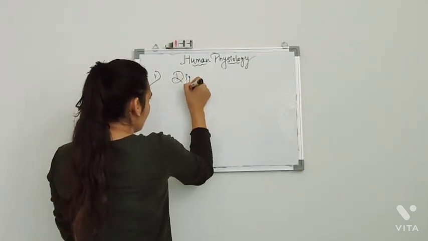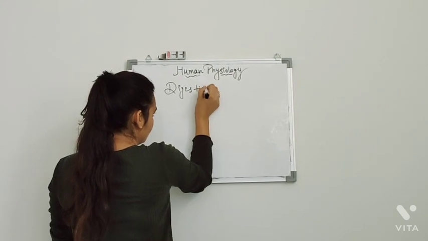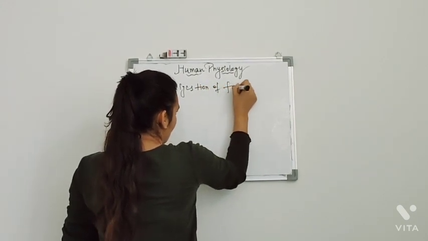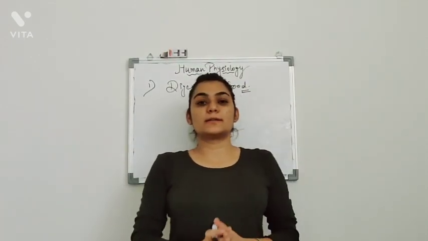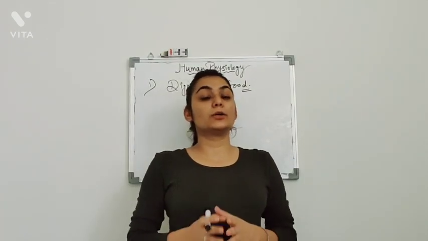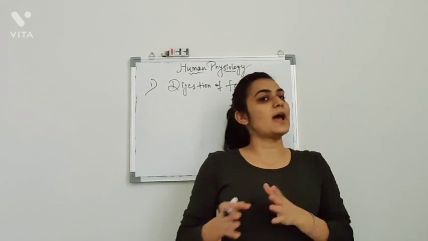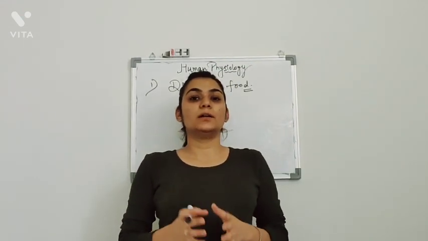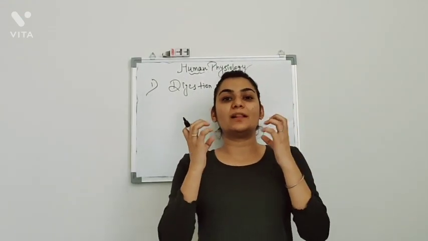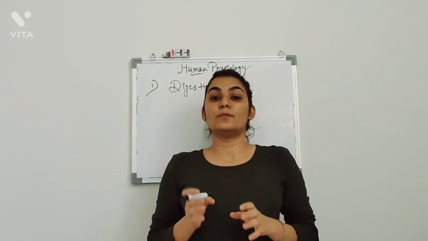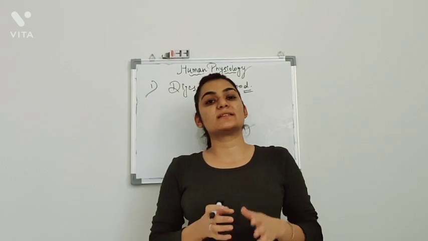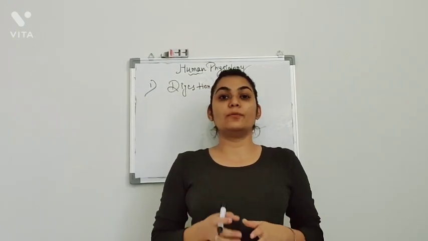Digestion of food. We have already discussed that in our digestive system there are two types of methods, the mechanical and the chemical. The mechanical is normally with the teeth and the tongue, which help in the mastication of the food, and the second, the chemical, which involves the release of enzymes that help to digest the food.